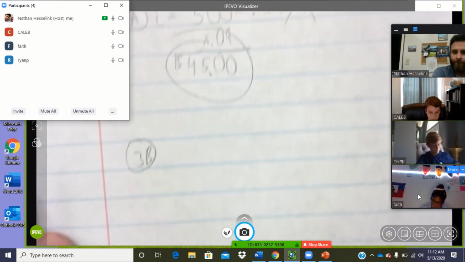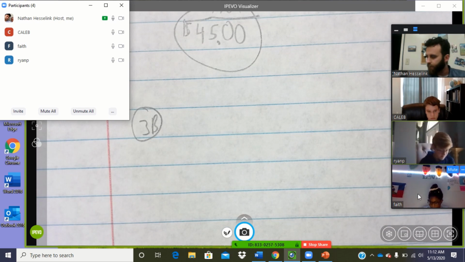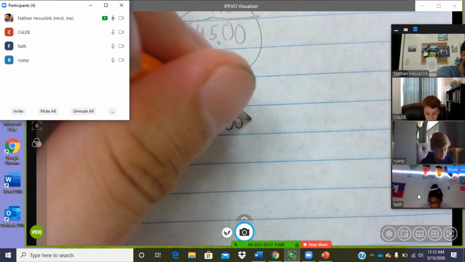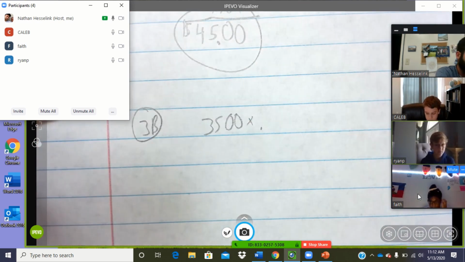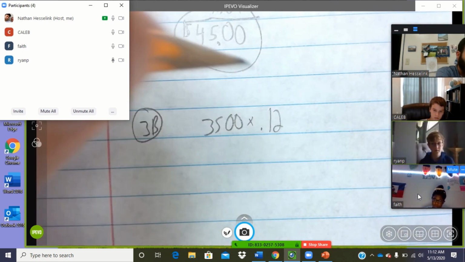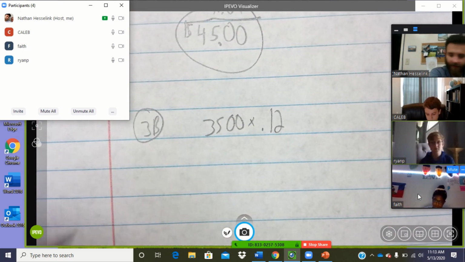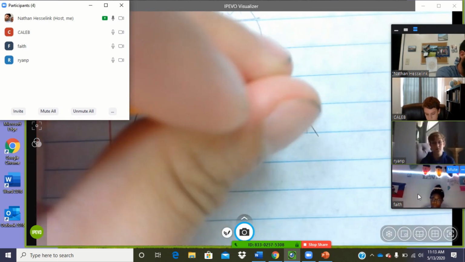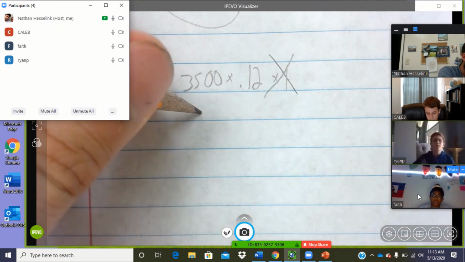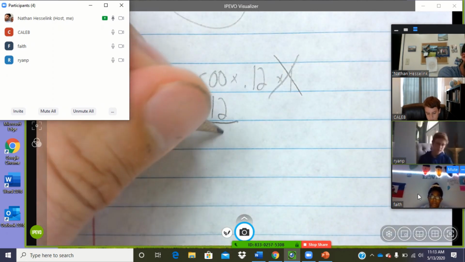3B. We have 3,500 at 12%, which is 0.12, for 1 year. Again, times anything by 1, we can cross that out. It's already done, right? So all we need to do is 3,500 times 0.12.